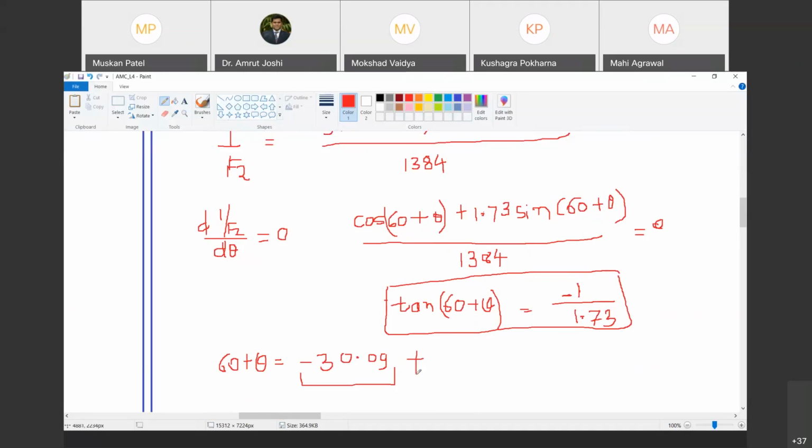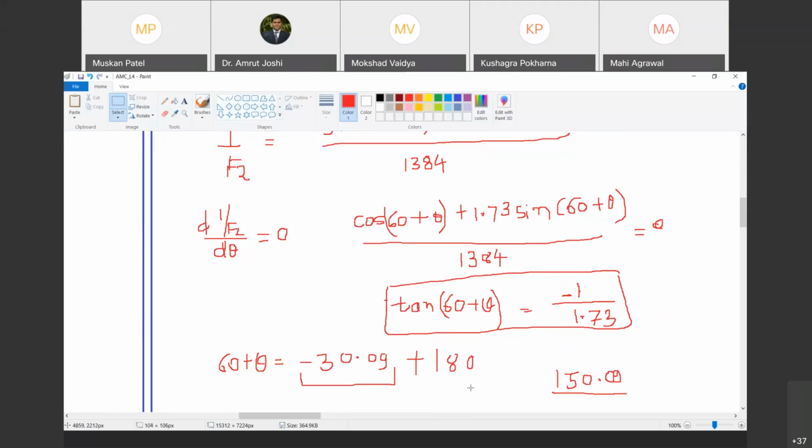Let's do one thing: add 150 in 180 in this and tell me. Tan of 150.09, is it minus 1 upon 1.73? Mahi, tell me what is tan of 150.09? So it's minus 0.57. Is it the same as minus 1 upon 1.73? Yes, sir. Now see, there is a small trick here.